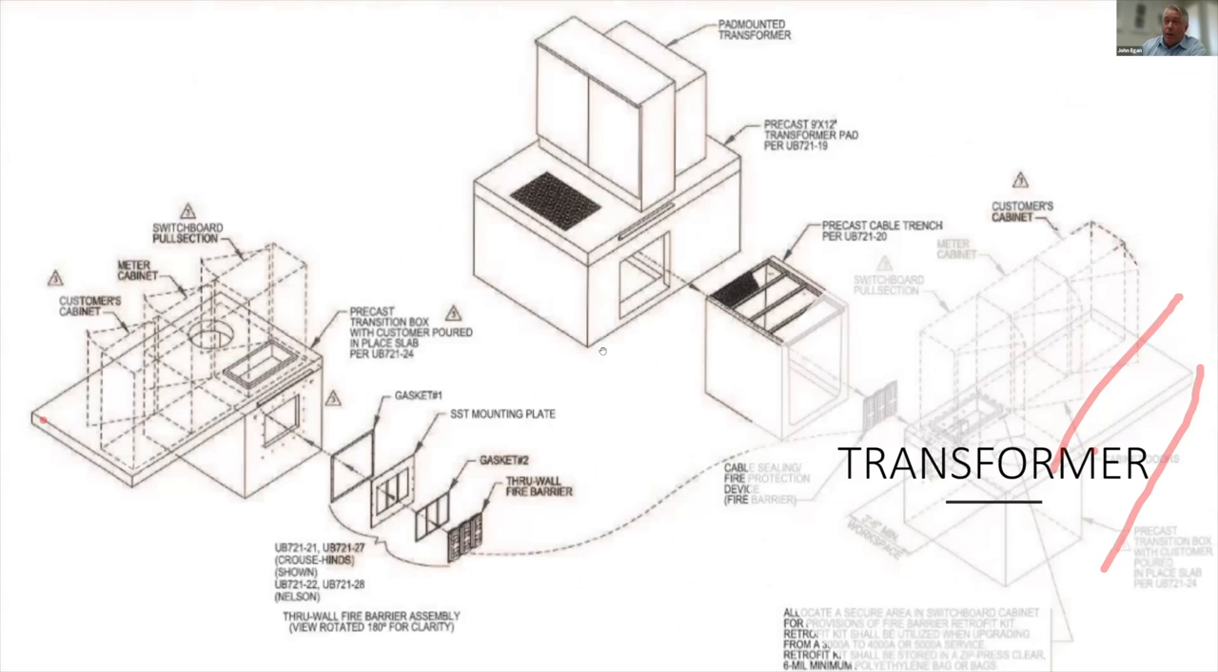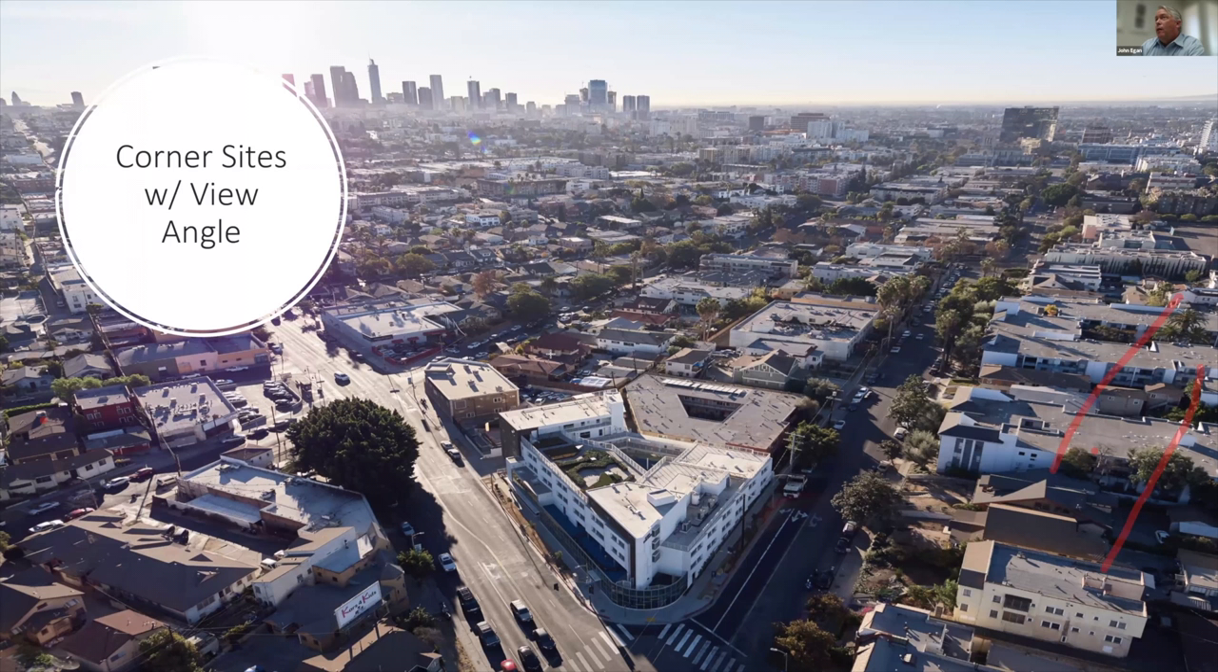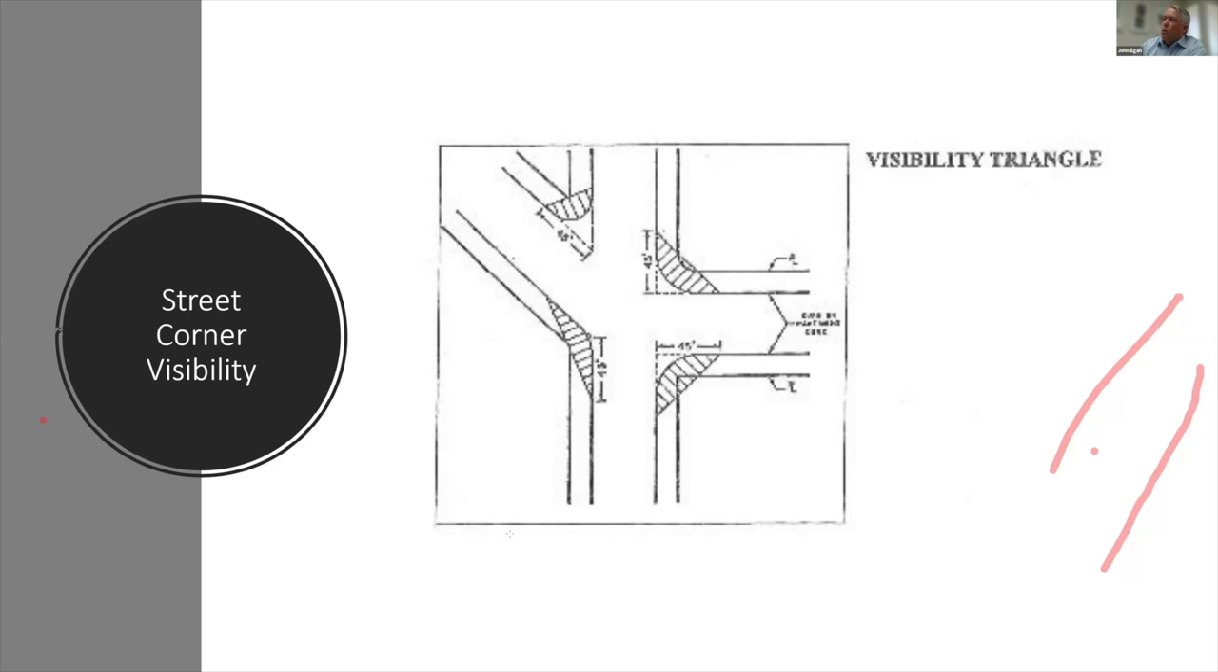This is just a nice diagram of all the transformer information you could ever want. All right, the corner sites and view angles. So our building is here in the center of the slide, and you'll note that it's a difficult intersection. And the corner angle and view is something I want you to be aware of, because this is going to apply to pretty much every city that you'll work in.